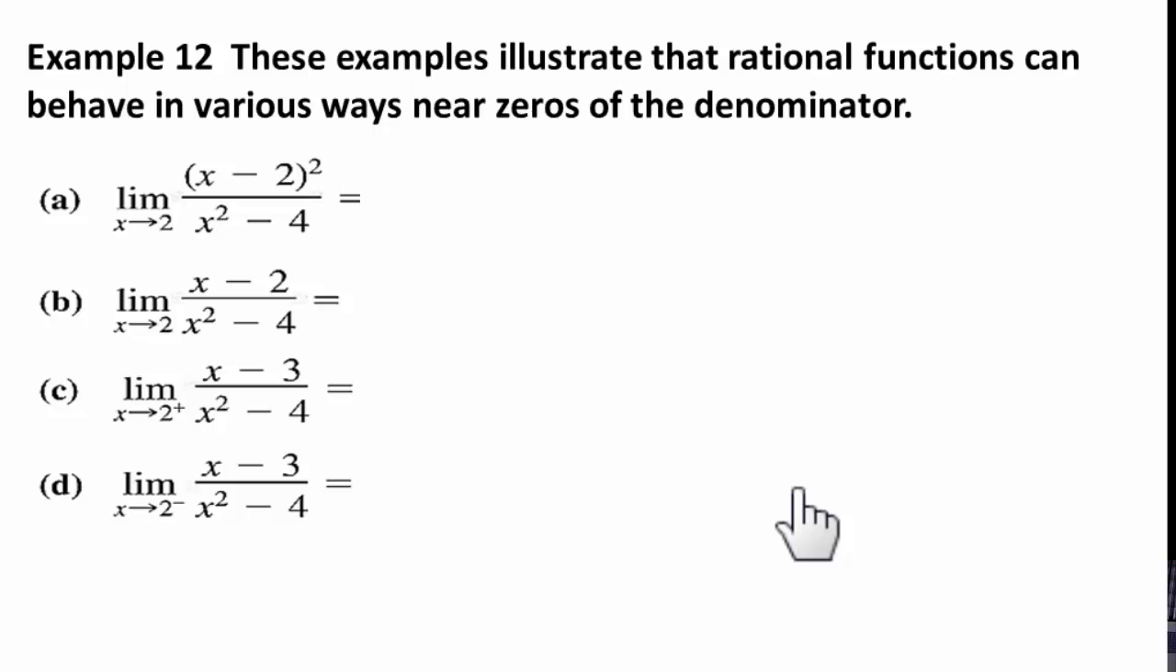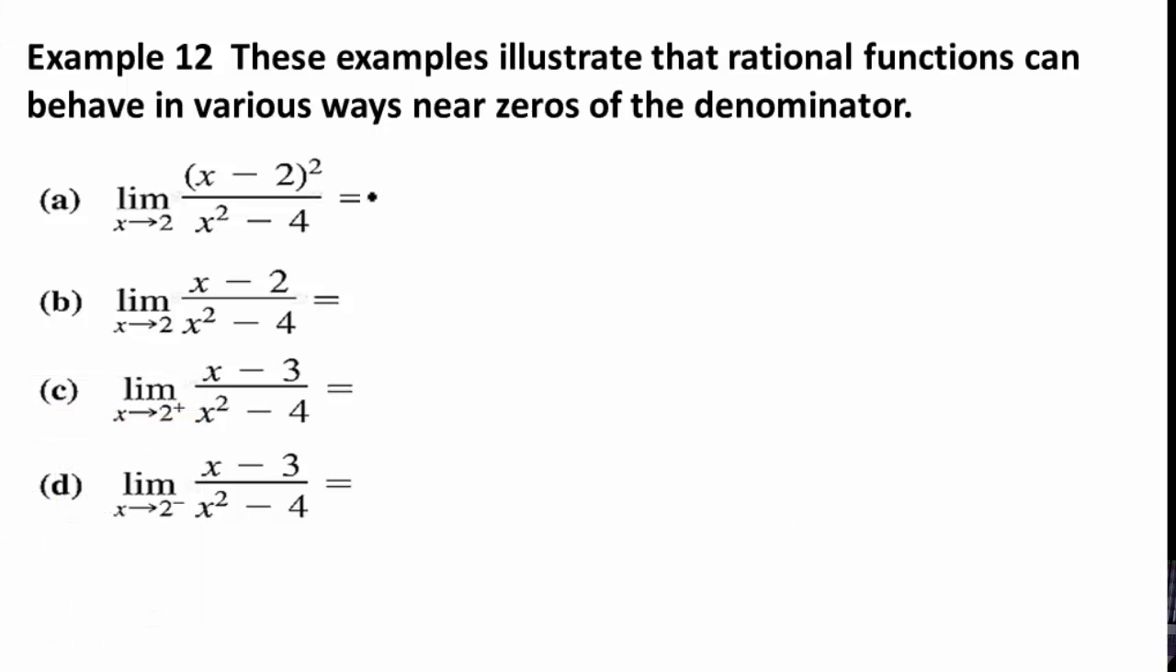Example 12. These examples illustrate that rational functions can behave in different ways near the zeros of the denominator. So basically what we're going to do is look at how the function behaves near a zero of the denominator. So let's look at letter A. In letter A, it's easier if we factor it.